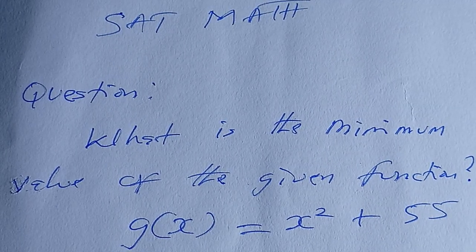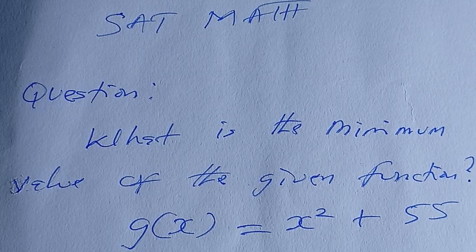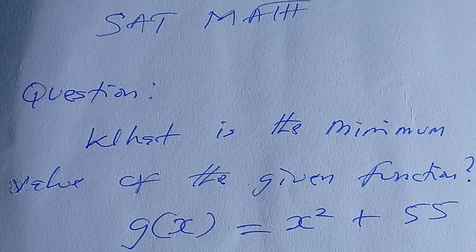And today we're going to be looking at this SAT mathematics question. And the question goes like this. As you can see, what is the minimum value of the function g of x equals x squared plus 55? So we're going to be looking for the minimum value. At what point is this function going to be having its minimum value? That's what we're going to be looking for.